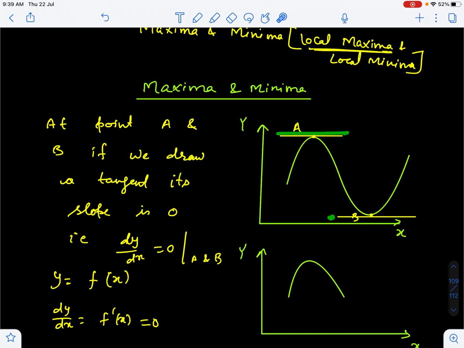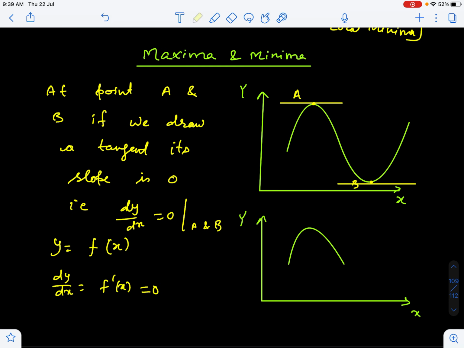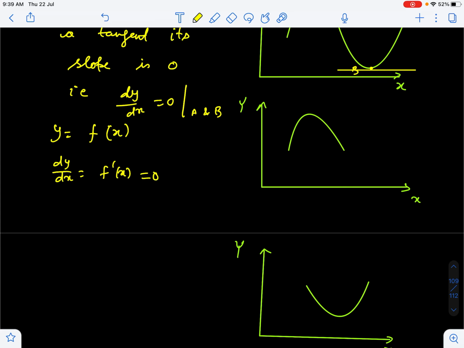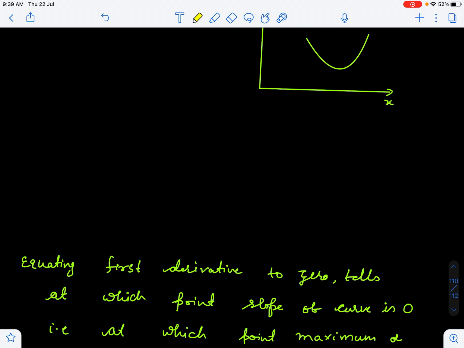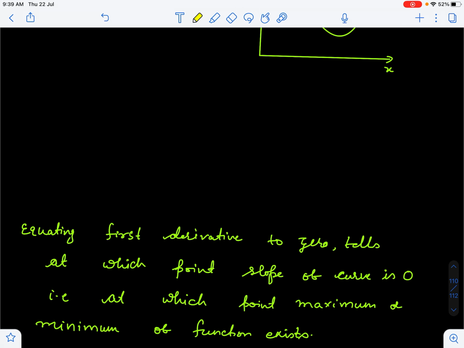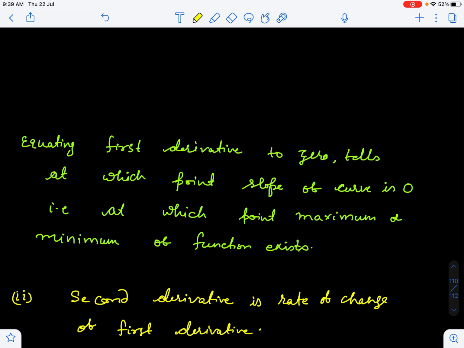So how can you recognize whether this is the point A or this is the point B? In order to make you understand, I'm giving you some understanding of maxima minima. After calculating dy by dx and equating it to 0, you have to go for the second derivative. Equating the first derivative to 0 tells at which point the slope of the curve is 0, that is, at which point the maximum and minimum value of the function exist.